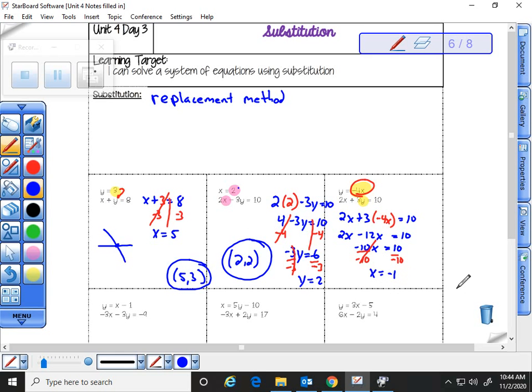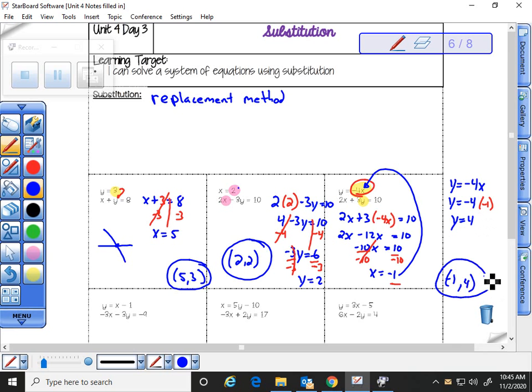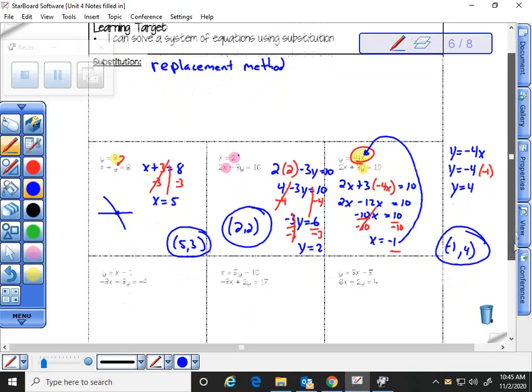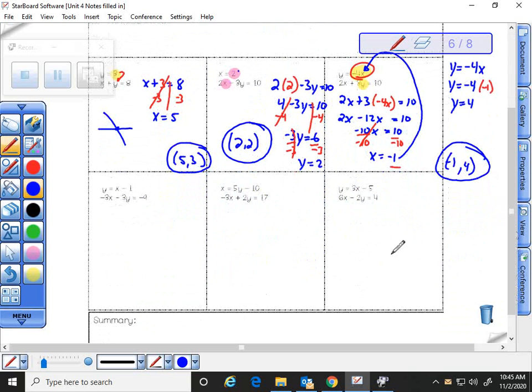So if I have to get an answer, I know it's going to be negative 1 and then whatever I can find for y. And I'm not going to put negative 4x right there, but I am going to replace the x with the negative 1. So instead of y equals negative 4x, I'm going to have y equals negative 4 times whatever the x is, which is negative 1. So y equals 4. So 4 goes into that spot, and there's my answer. Negative 1 for x, 4 for y.